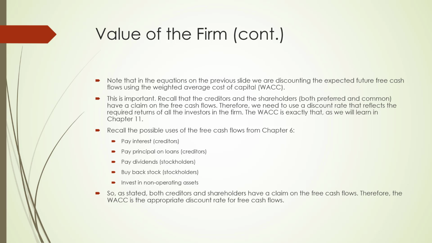Since both the creditors and the shareholders have a claim on the free cash flows, we need to use a discount rate that combines the required return of the creditors with the required return of the shareholders. And that rate of return is called the weighted average cost of capital. We'll talk about that some more in Chapter 11. For our purposes now, we'll simply take that as a given.